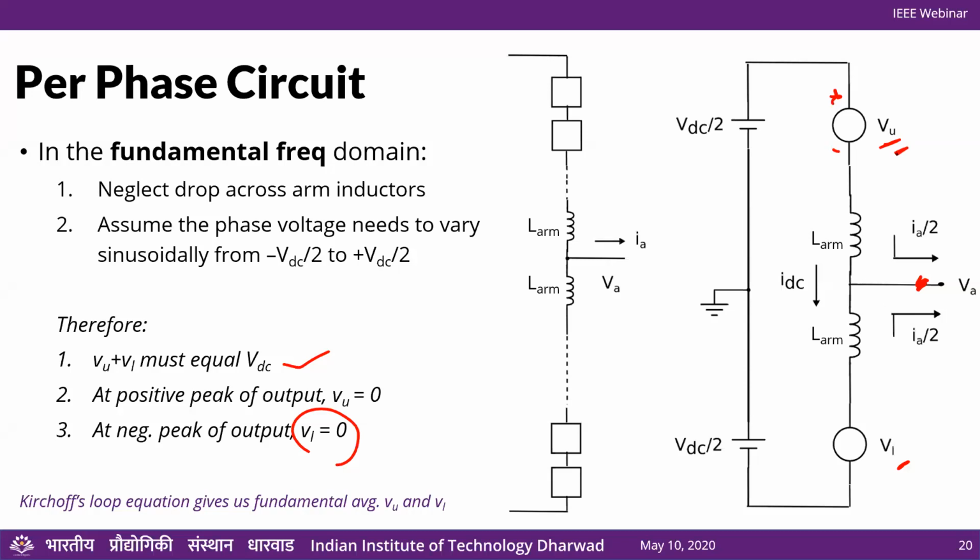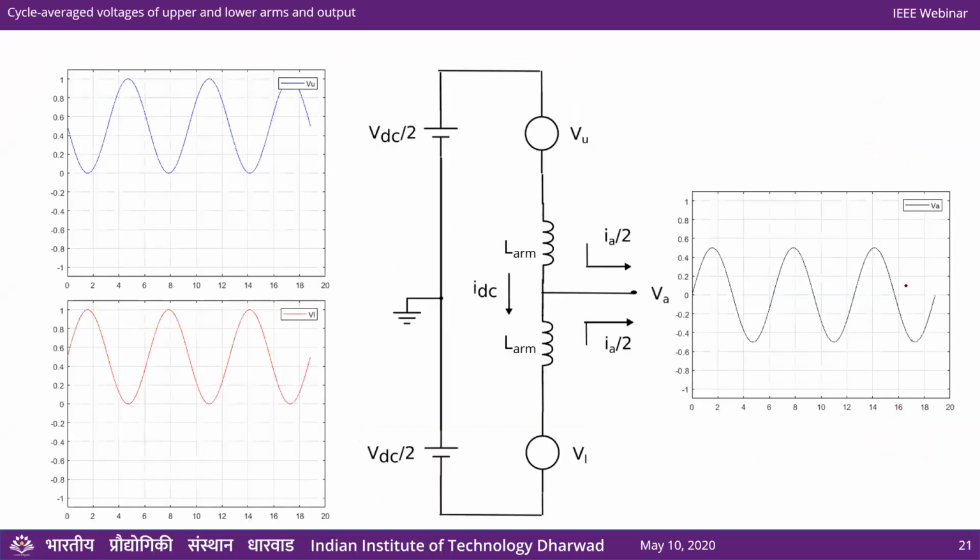So now just applying Kirchhoff's voltage loop law, voltage equation, gives us the fundamental average value of VU and VL, right? So we know what VA is. So VDC referenced, everything referenced to ground, 0 plus VDC by 2 minus VU going in this direction, again, we assume that this drop is 0, equals VA, right? So that gives us a simple equation to find out VU.